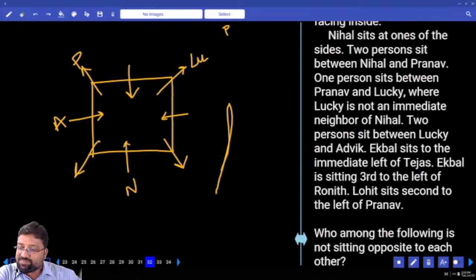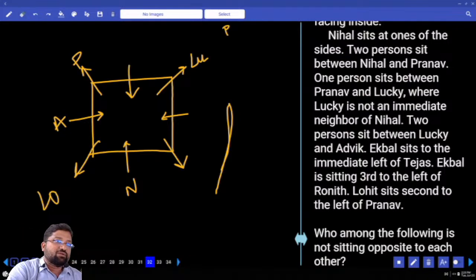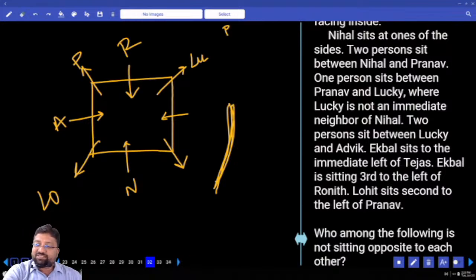Iqbal sits third to the left of Ronit. Lohit sits second to the left of Pranav. This is Lohit. These 2 places are here for Iqbal and Tejas. Who is left out? Ronit. Iqbal is third to the left of Ronit. This is Tejas. Iqbal sits to the immediate left of Tejas. Done. Is this clear? Yes or no? Let's look into the options.